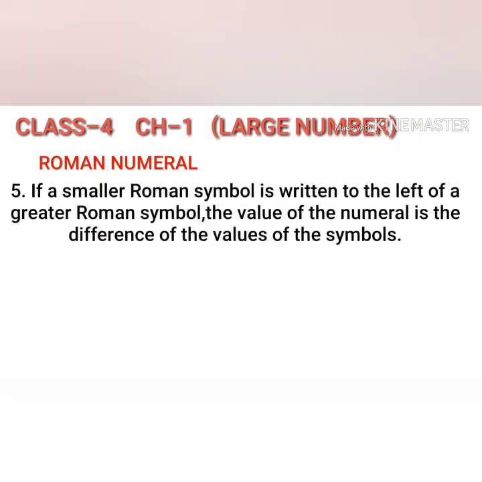Now rule number 5: if a smaller Roman symbol is written to the left of a greater Roman symbol, the value of the numeral is the difference of the values of the symbols. For example, IV. V is greater than I, so we have to subtract, that means 5 minus 1, that is 4. Another example is IX. X is greater than I, so we have to subtract. That means 10 minus 1, that is 9.